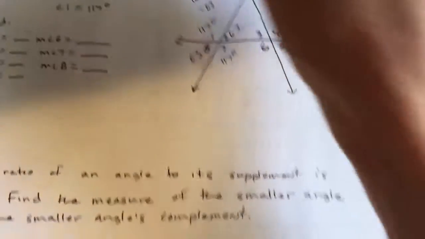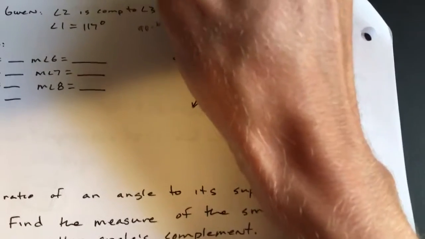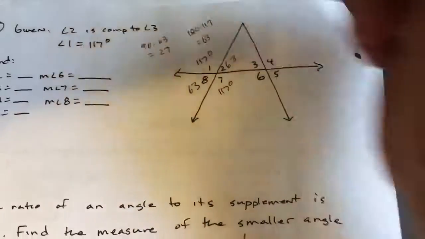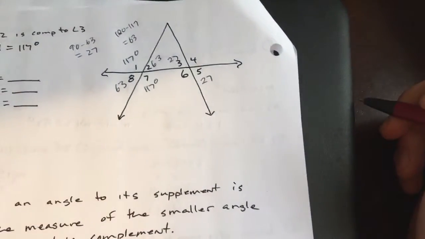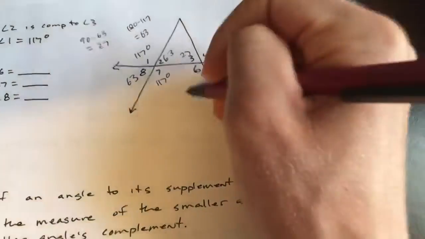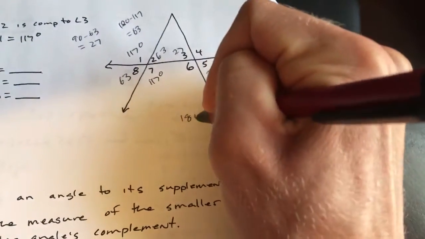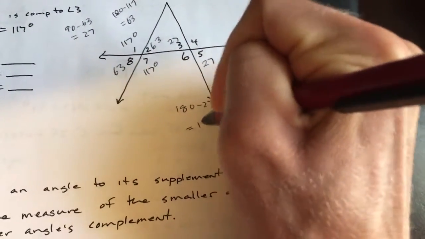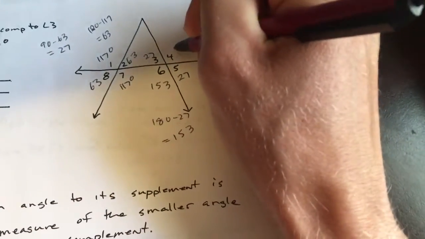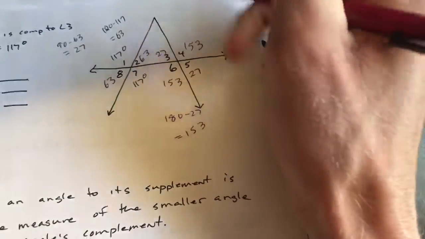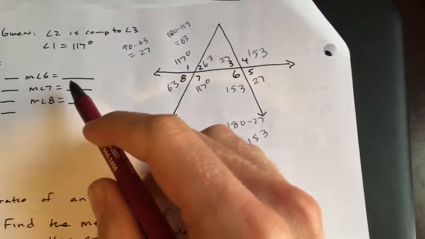So what I want to do is take 90 minus 63, and I'm going to get 27. So angle 3 is 27. That means angle 5 is 27. All right, well, angle 4 would be the supplement of 27. It would be 153, and that is what both 6 and 4 are. So again, you would take all of these and then put them in here.